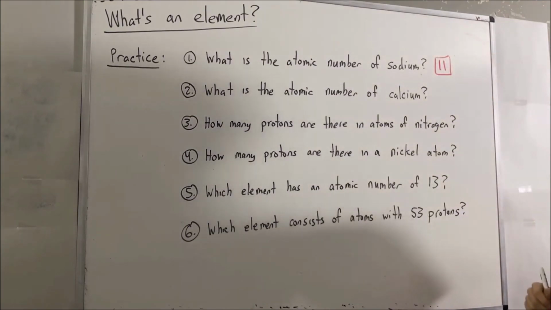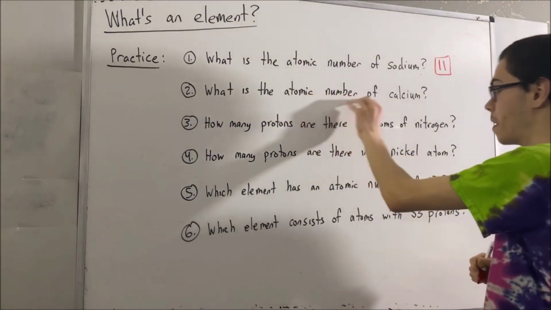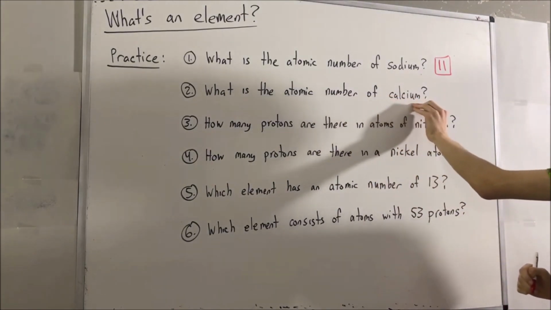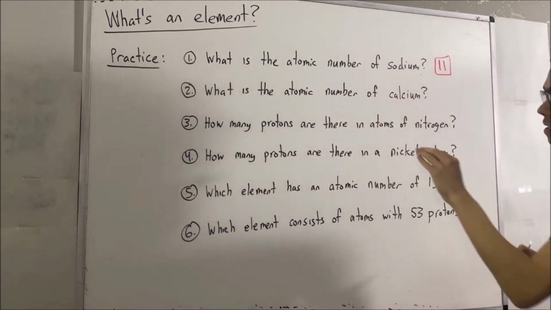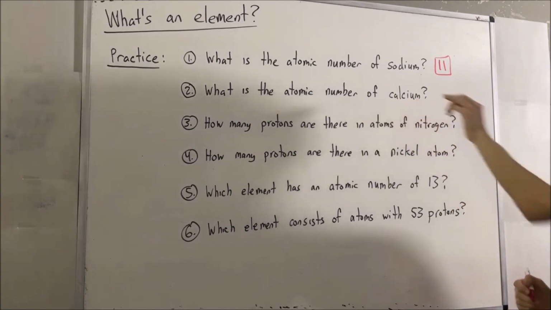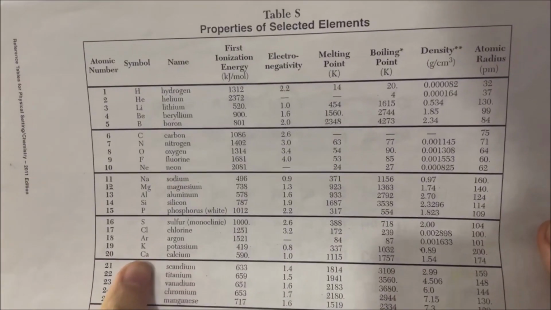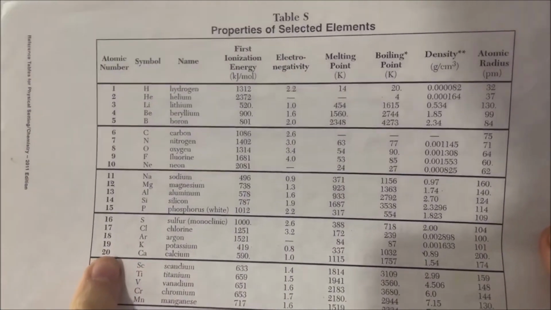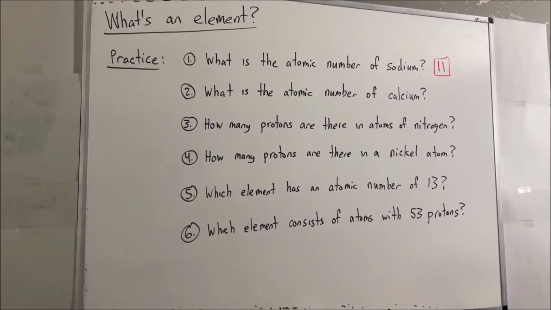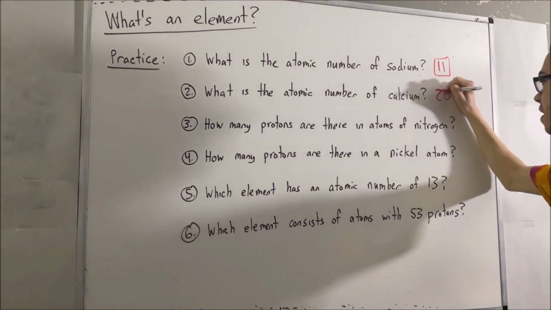Okay, question 2. What is the atomic number of calcium? Right, so again, let's just go to table S and look for calcium. So here's table S again. Notice calcium is right there, and we see the atomic number of calcium is 20. So the answer is 20.